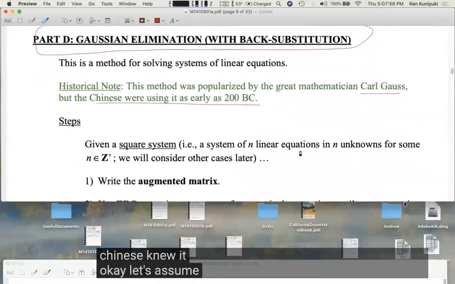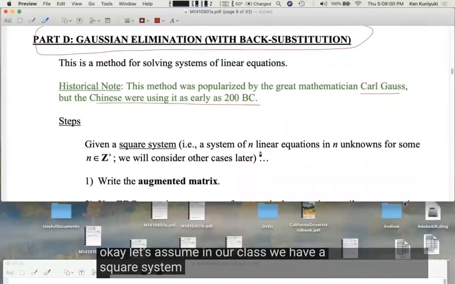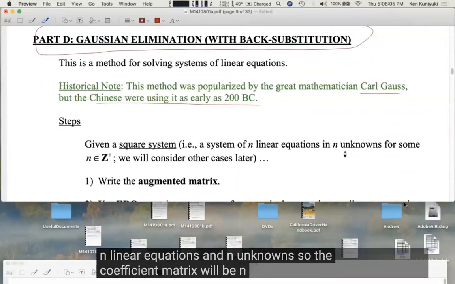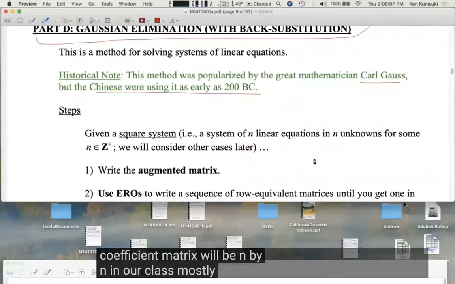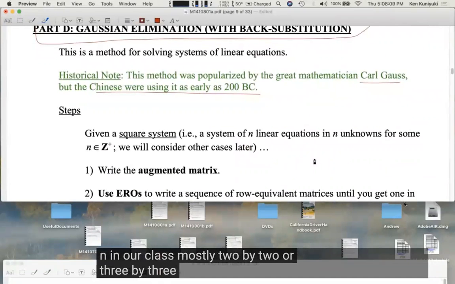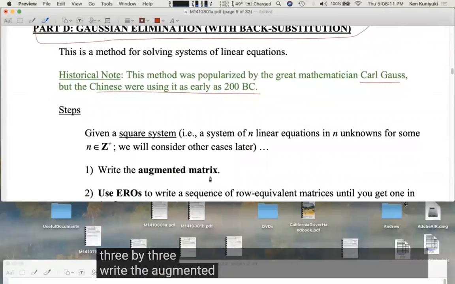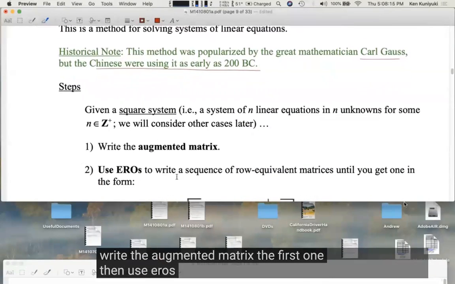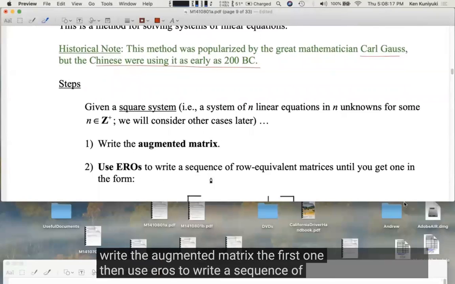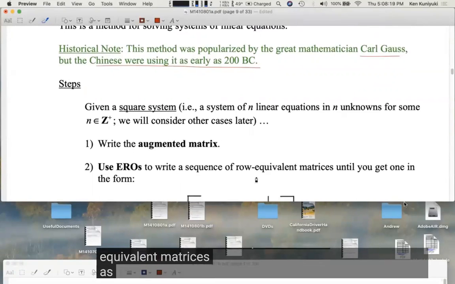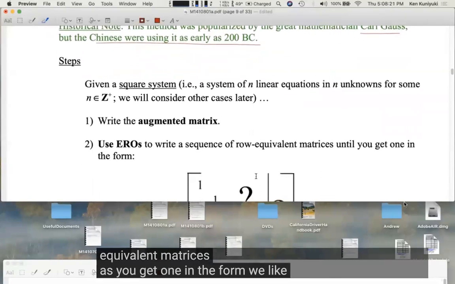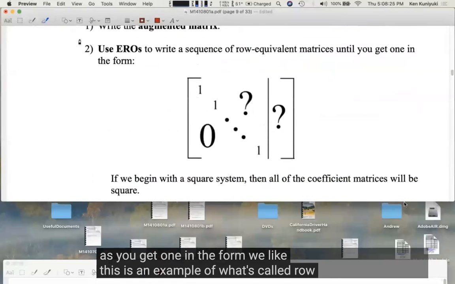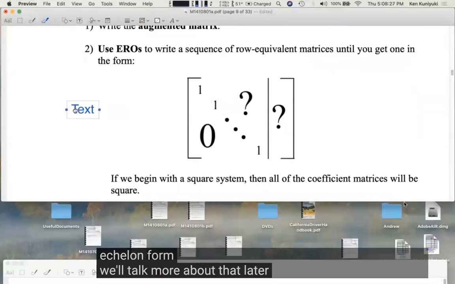Okay, let's assume in our class we have a square system, n linear equations and n unknowns. So the coefficient matrix will be n by n. In our class, mostly 2 by 2 or 3 by 3. Write the augmented matrix, the first one, then use EROs to write a sequence of row equivalent matrices until you get one in the form we like. This is an example of what's called row echelon form. We'll talk more about that later.